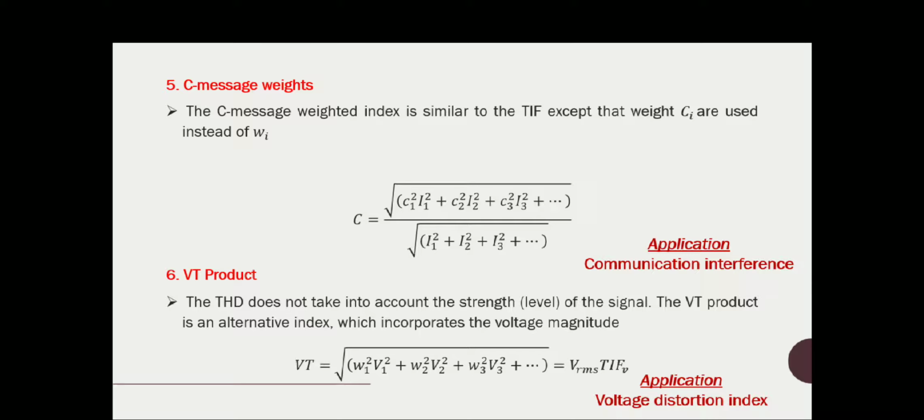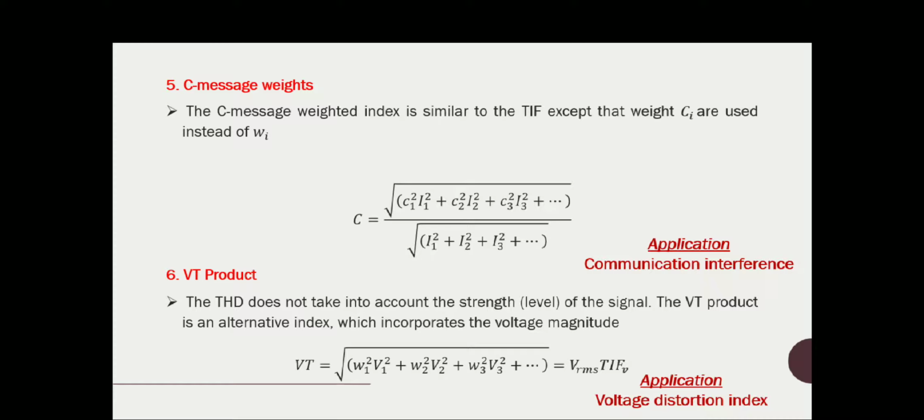It can be written as C message weight C is equal to square root of C1 square I1 square plus C2 square I2 square plus C3 square I3 square etc. divided by square root of I1 square plus I2 square plus etc. up to n number, how many harmonics are present, and till that value we need to add. So that is the C message weight.